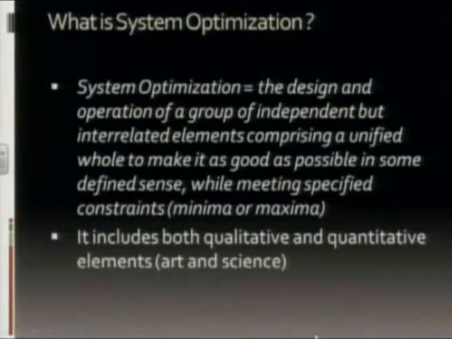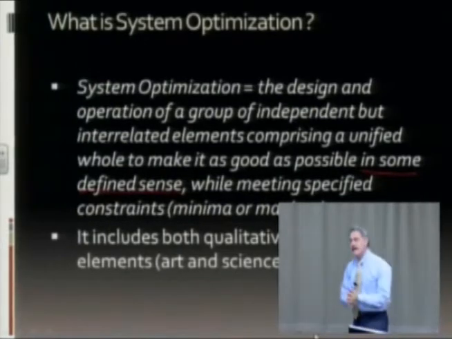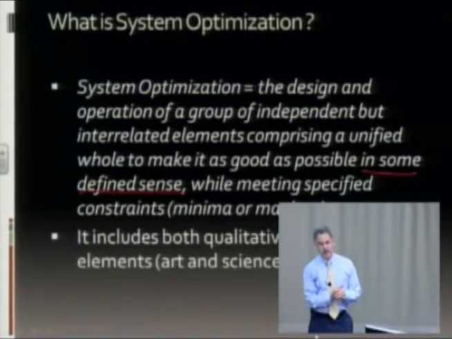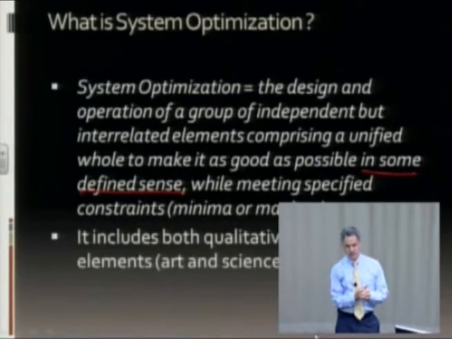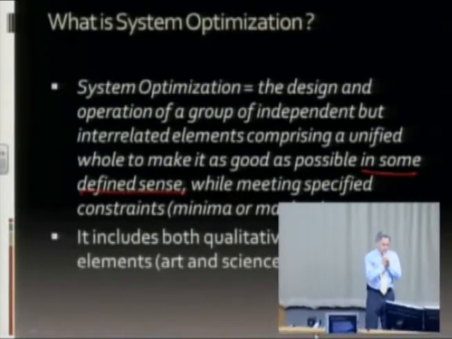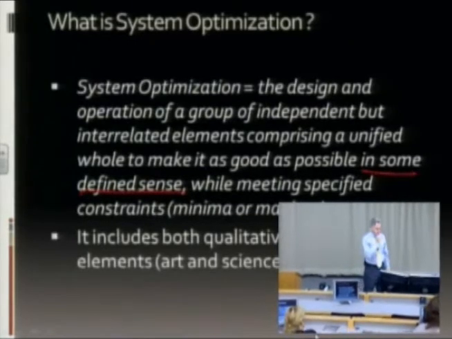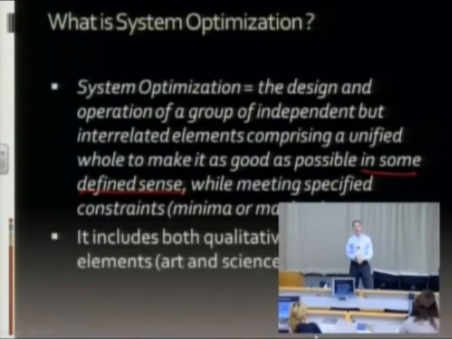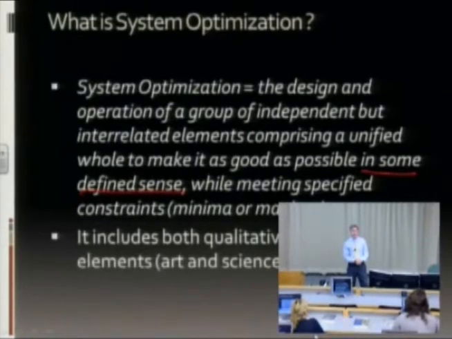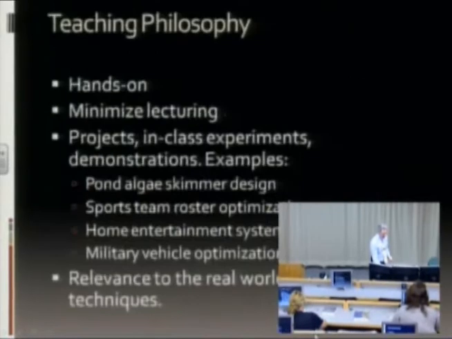Now this statement, in some defined sense, that's what the challenge is. What defined sense? Because an optimized system to me may not be the same as an optimized system to you, because we're different people and have different values and different things are important to us. So that's one of the interesting things in the class. How do you decide whose optimized sense you're talking about? Because of that, the course includes both quantitative and qualitative elements. It really is a combination of both art and science.